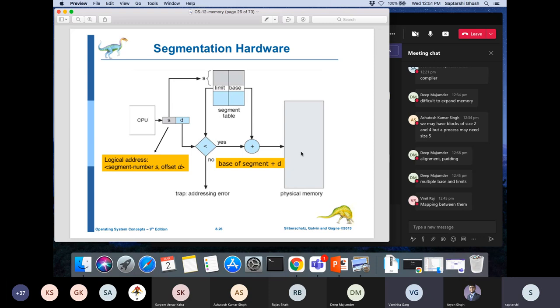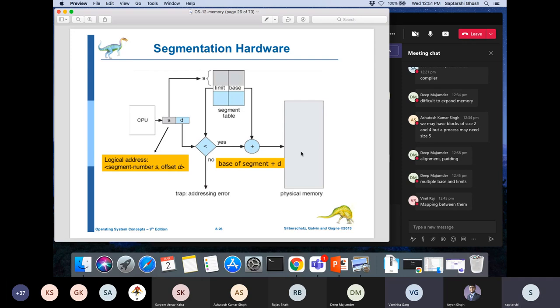Okay, great. So this scheme worked. There was one small disadvantage, that the different segments can be of different sizes. Okay, so it may happen that the data segment is huge, code segment is small, or the reverse, the code segment is huge, the data segment is small, and so on. And therefore, bookkeeping became a bit difficult.